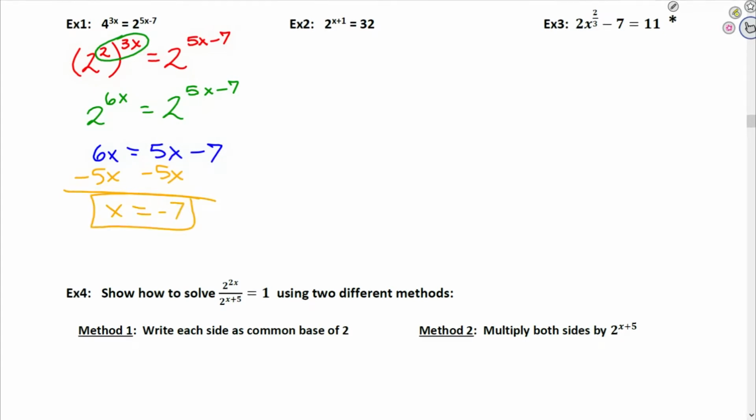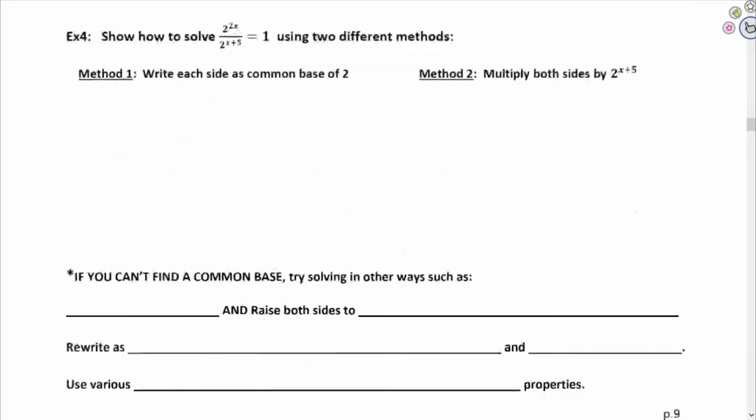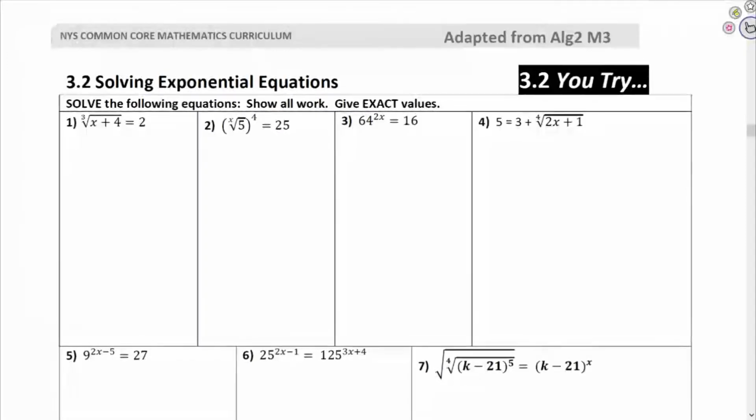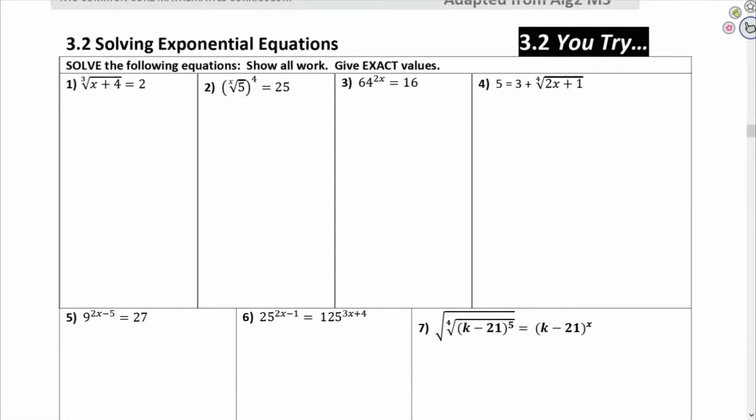I want to show you another kind of problem where it's not so obvious what the base should be. So let's look at number 3 here. Okay, in number 3, I have 64 to the power of 2x is equal to 16. And the reason it's tricky or different from the previous ones is that 64 is not a power of 16. So you can't get in the habit of thinking, well, it's the smaller number to some power is the other one. That doesn't work here.